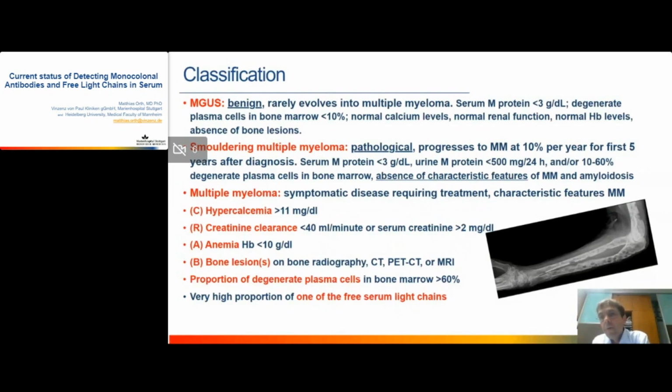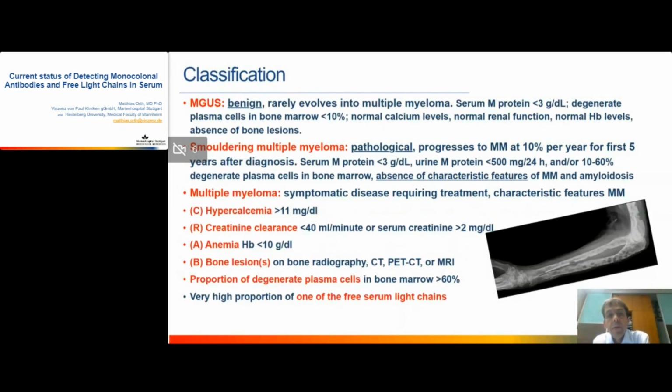We all know the famous MGUS, the monoclonal gammopathy of unknown significance. It's a benign disease which rarely evolves into multiple myeloma. We have a negative M gradient. We have a very low number of plasma cells in bone marrow, and there are no other signs of multiple myeloma in serum, such as abnormal calcium values. We have a normal renal function, we have no anemia, and there are no bone lesions.